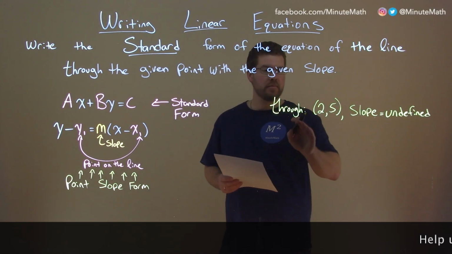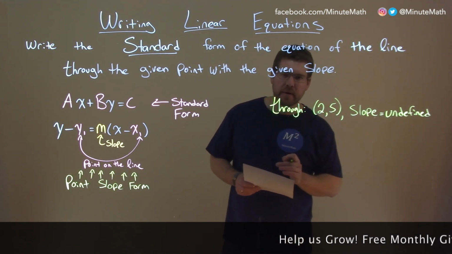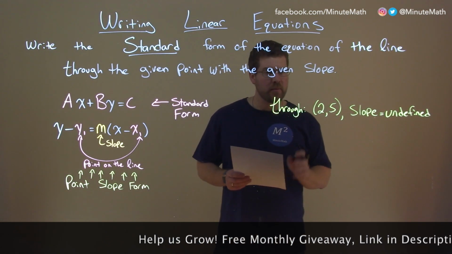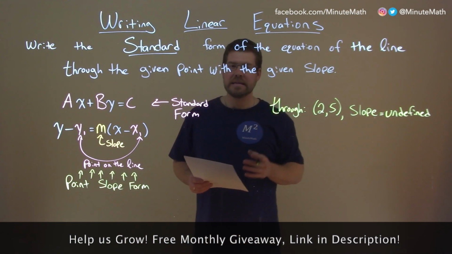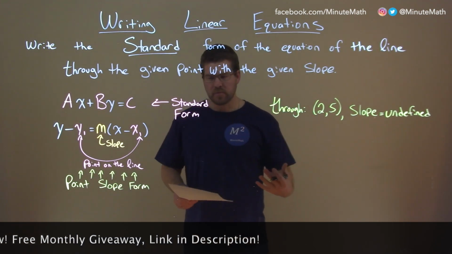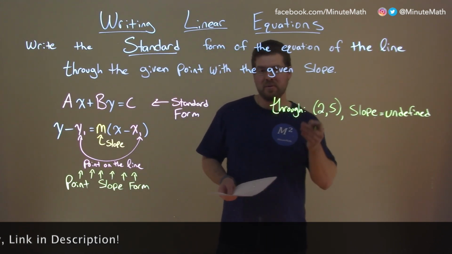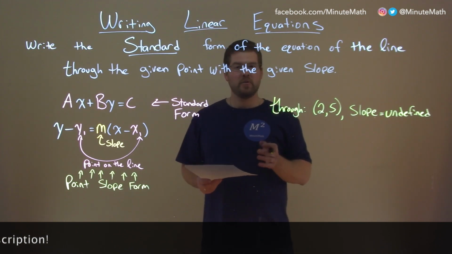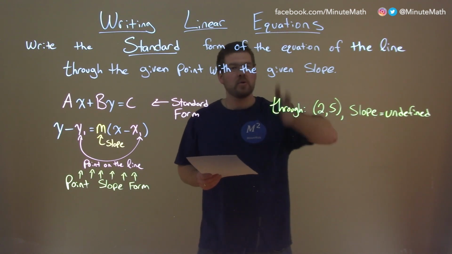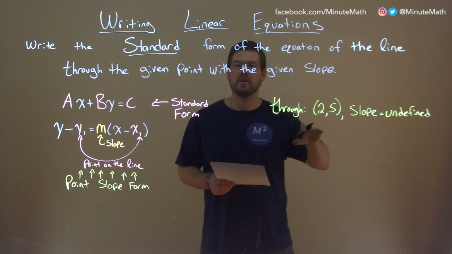Let's say we're given this problem through 2, 5, and our slope is undefined, and we want to write this in standard form. This one's actually kind of tricky, but once you understand it, it's very easy. With a slope as undefined, we can't really write a slope down. So our normal process of using point slope form doesn't work. What does it mean by slope as undefined? That's going to be a vertical line, which is different than a slope of 0, which is a horizontal line.